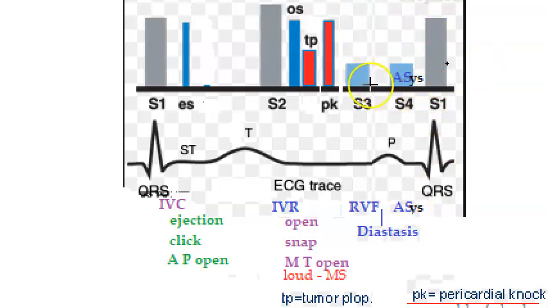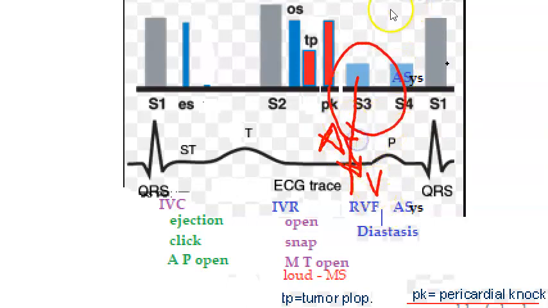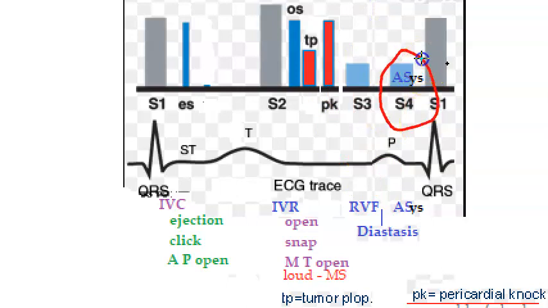Okay, now let us understand this. S3 is basically rapid ventricular filling. So when the atria sends blood to the ventricle, you have rapid ventricular filling. This is S3. And S4 is a sound by the atria. S4 is called the atrial gallop, right? So you should know the atria is forcefully contracting. That is S4. S3 is because of rapid ventricular filling.